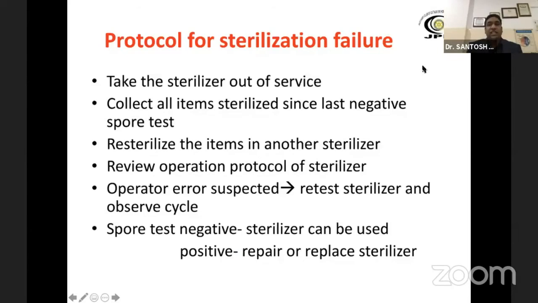The protocol for sterilization failure also needs to be very much outlined. Take the sterilizer which caused the failure out of service. Collect all items sterilized since the last negative spore test, and re-sterilize the items in another sterilizer. Review the operation protocol of the sterilization. If operator error is suspected, then reset the sterilization and observe the cycle again. And the spore test, if it is negative, the sterilizer can be reused, but if it is positive, definitely you have to repair or replace the sterilizer.